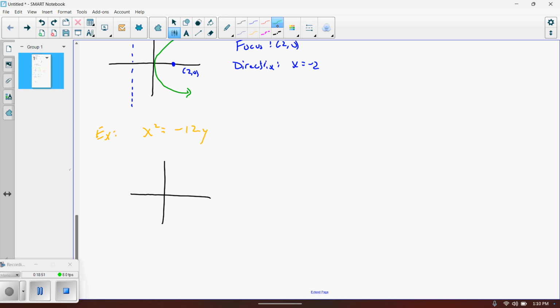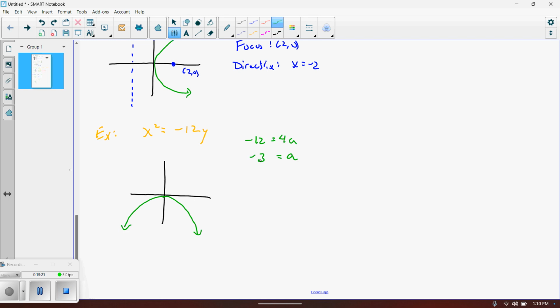Now, I do want to make sure that we see that the vertex is going to be at the origin. And how do we know that? Well, in this case, if you plug in 0 for x, you get out 0 for y, or vice versa. So you know it's going to open down. We need to find the focus, so we need to take the -12 part and set that equal to 4a. Dividing both sides by 4 gives me that a equals -3.